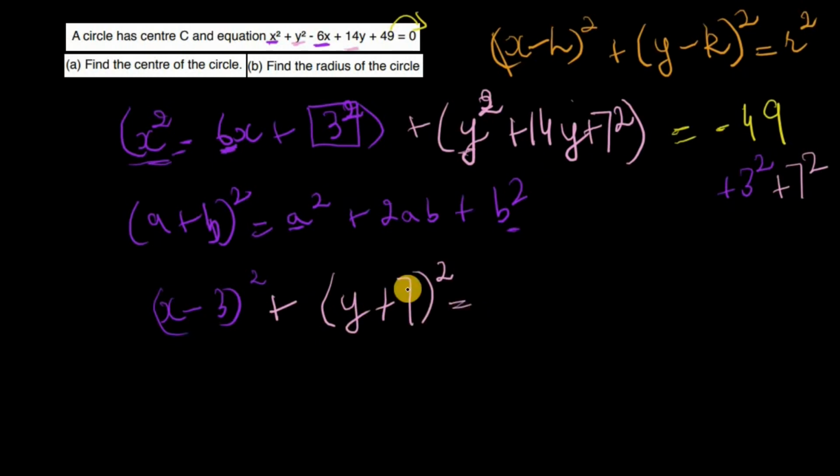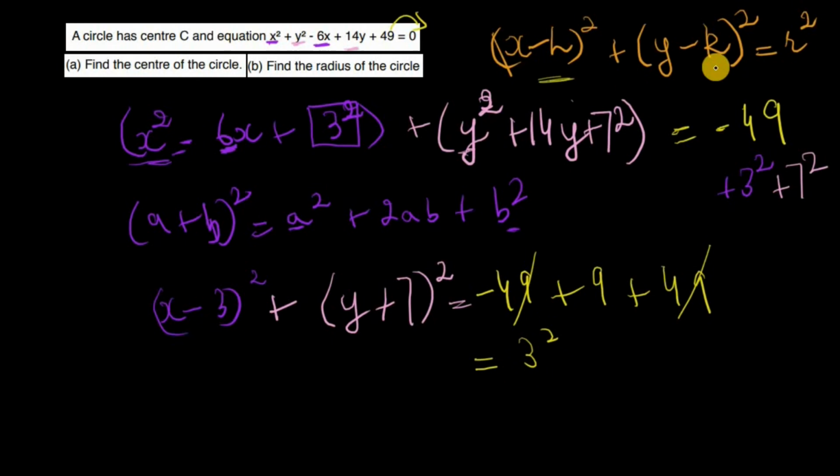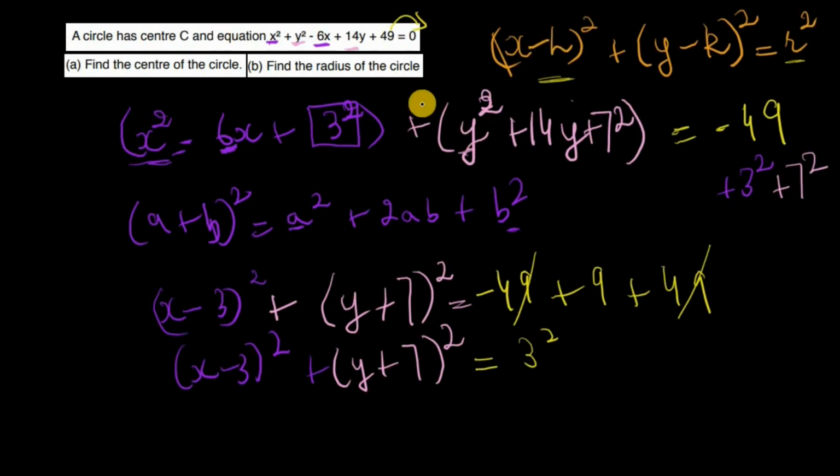All of that equal to, let me do that in the yellow color, negative 49 plus 3 squared, which is 9, and 7 squared is 49. So the negative 49 and the positive 49 just cancel out, and we're left with 9. And I can also write this as 3 squared once again, just to make it look a lot closer to this form. And let me write down the rest of it as well. x minus 3 squared plus y plus 7 squared. And so what is the center?